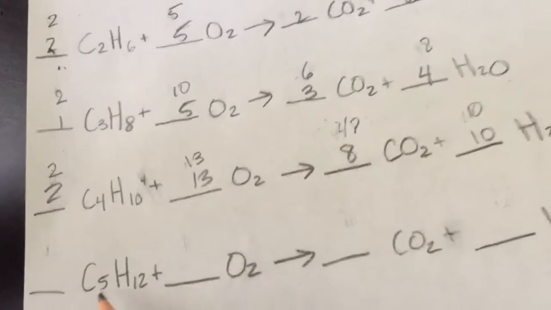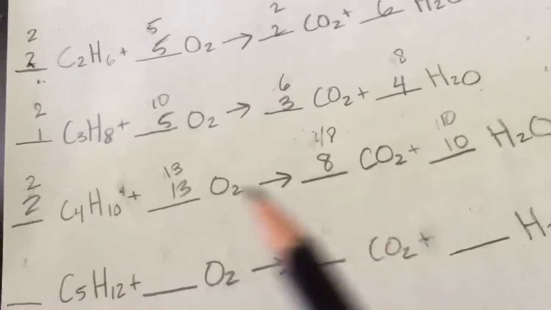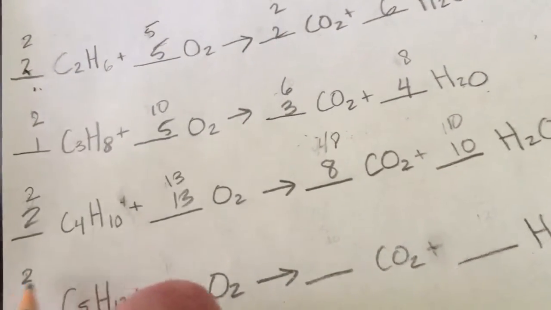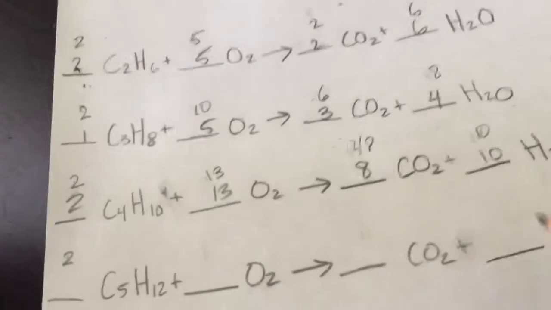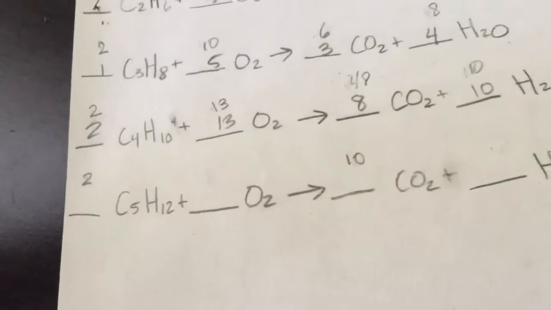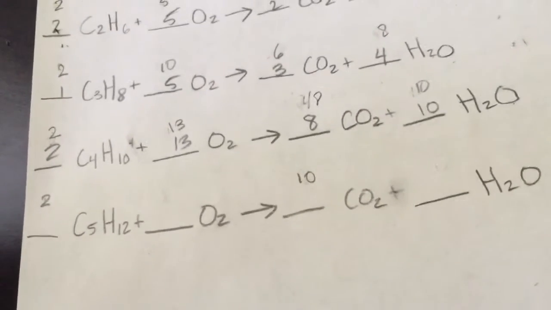So let's look at the last one. You have 5 carbons here. You have 1 here. Both are odd. So you're going to want to make this a 10 here. And you're going to put a 10 here also. So you have 10 carbons on both sides.